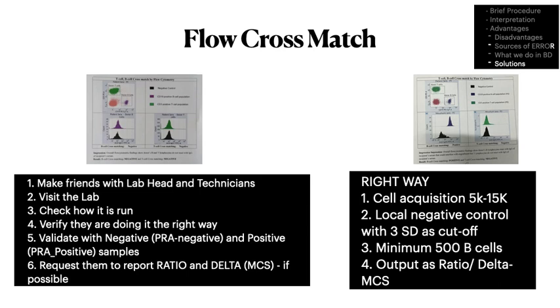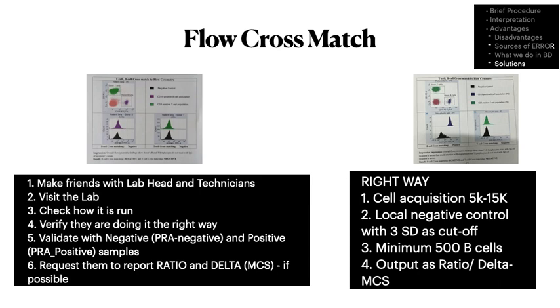So what are the solutions for us in Bangladesh? Basically we need to make friends with the lab head and the technician who do the flow cross match, visit the lab, check how it is done, and verify whether they're doing it the right way. So validate the negative and positive samples. You have to validate the negative and positive samples.